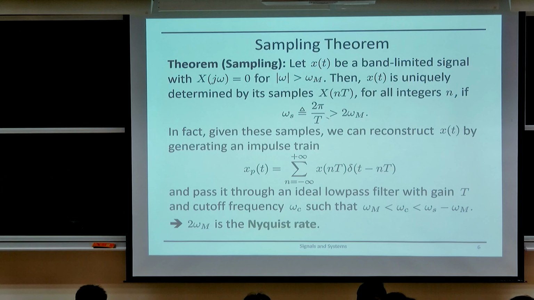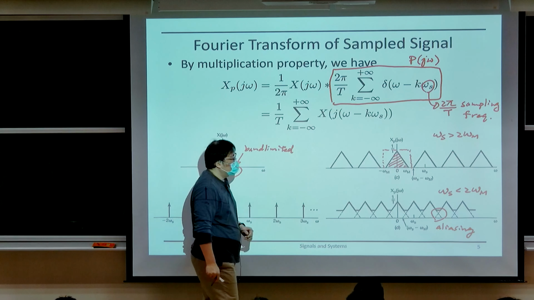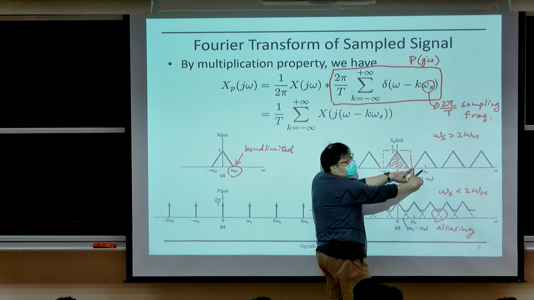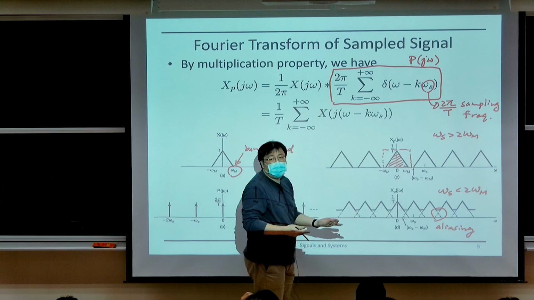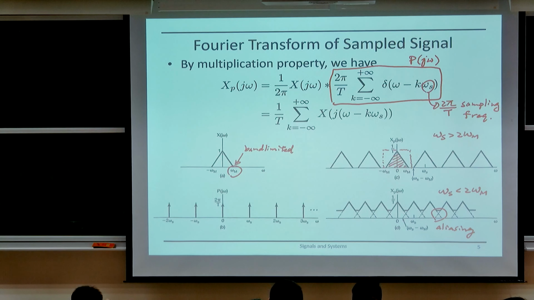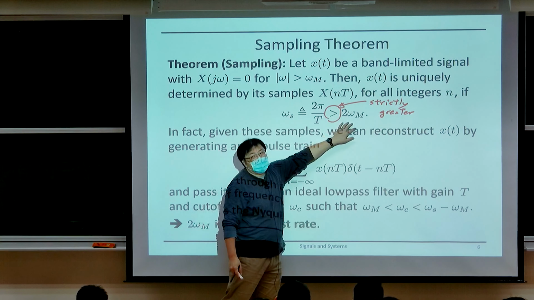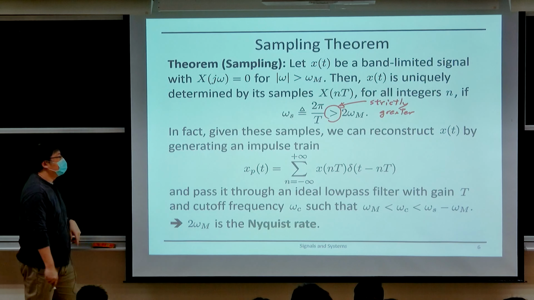So there's a small technicality here, right? This should be strictly greater. Okay? This should be strictly greater. So if it is not strictly greater, suppose it is equal, then these 2 points may touch each other, and sometimes that may be problematic, okay? But sometimes not, right? But just to be more cautious, right, we would want this omega s to be strictly greater than 2 times the bandwidth, right?